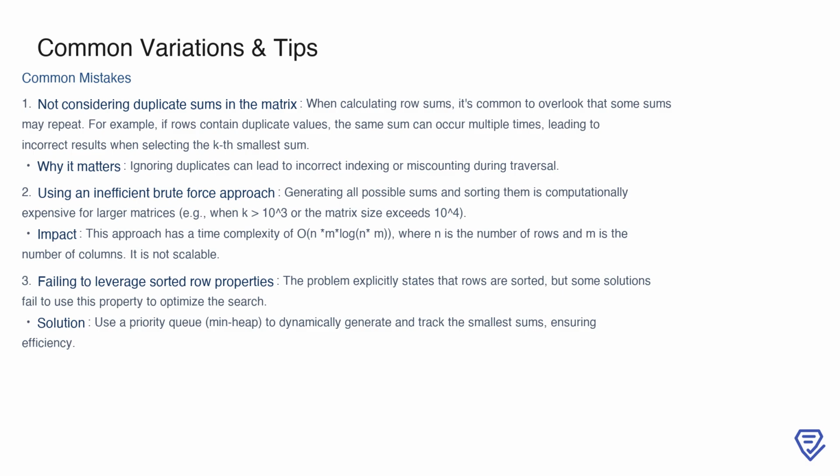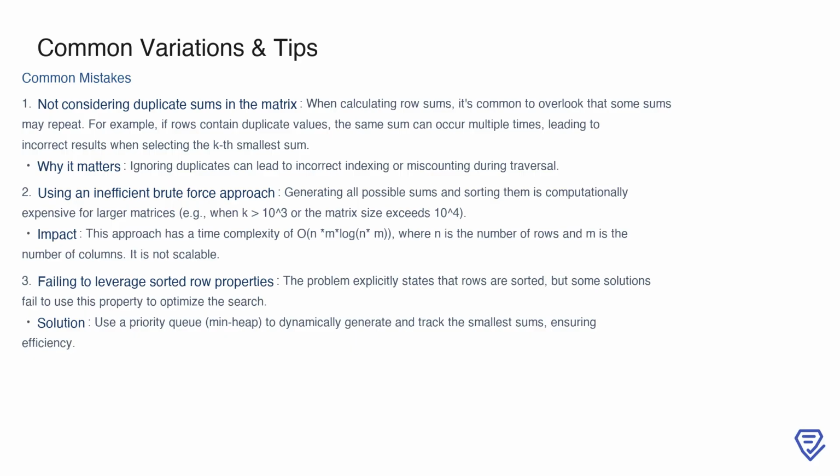Now let's discuss some common mistakes that can occur when solving this problem. First, not considering duplicate sums in the matrix is a frequent issue. When rows contain duplicate values, the same sum might appear multiple times. If we overlook this, we could end up with incorrect results when trying to identify the kth smallest sum.